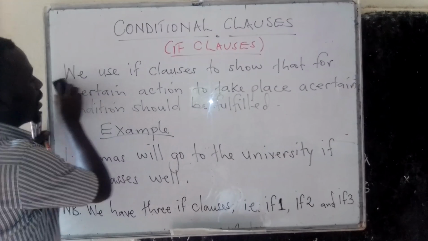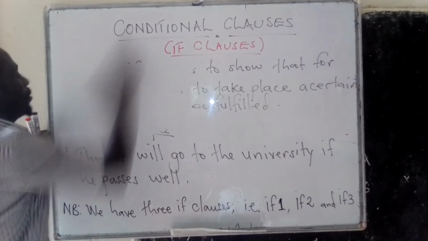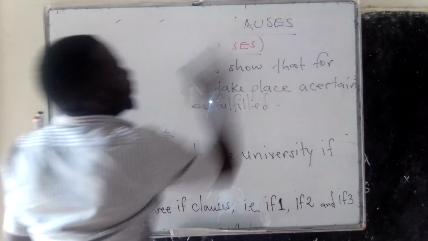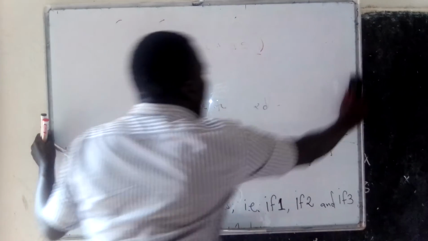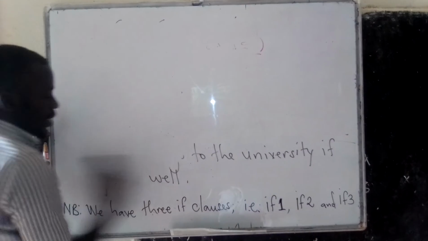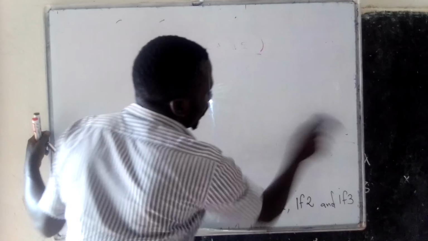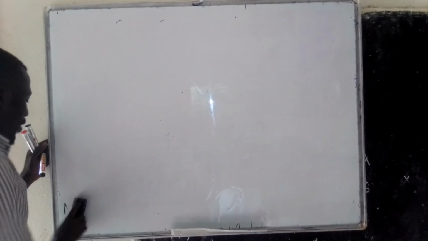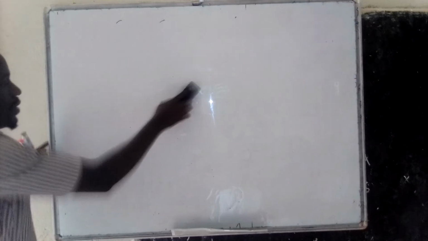So we shall begin with if 1. After dealing with if 1, we shall go ahead and look at if 2. Then if time allows, we shall also look at if 3. I'll try to summarize some of these things, but I hope you'll understand better, okay?